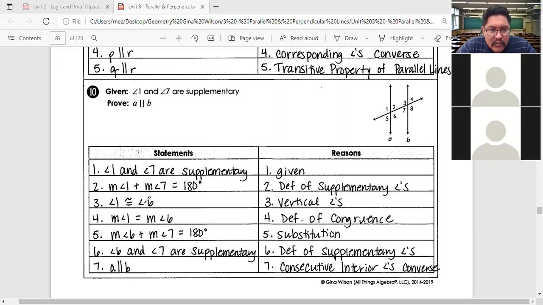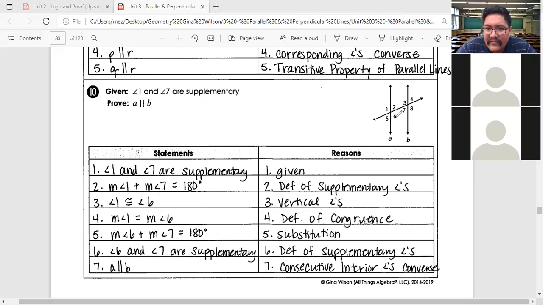The next thing they say is 1 and 6 are vertical angles, which is true. They're right across from each other. And we know that vertical angles have to be congruent. That was one of the other things. So vertical angles are the definition of congruent. So they do the same thing, definition of congruence. When they say definition of, that just means, again, take 1 and 6, take out the congruent and replace it with an equal sign so you can do math stuff with it.